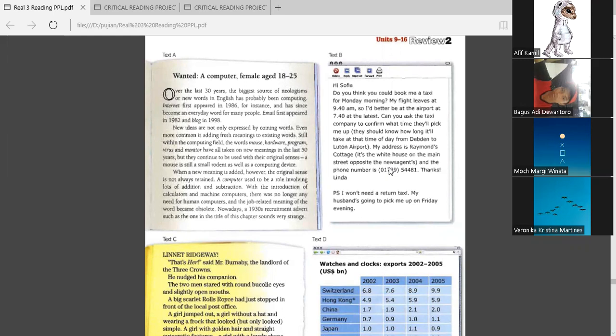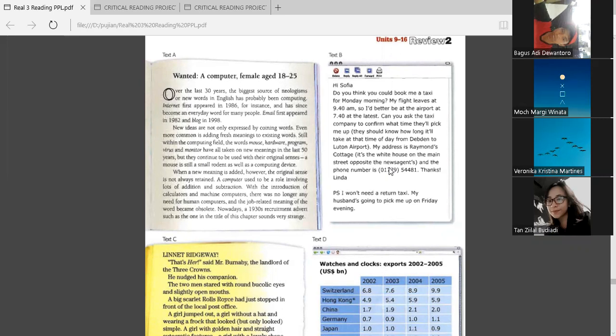Over the last 30 years, the biggest source of neologisms, or new words, in English has probably been computing. Internet first appeared in 1989, for instance, and has since become an everyday word for many people. Email first appeared in 1982 and blog in 1998. Good. New ideas are not only expressed by coining words. Even more common is adding fresh meaning to existing words.